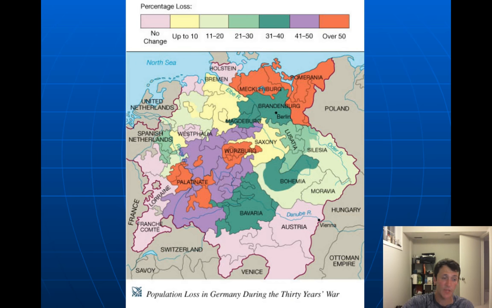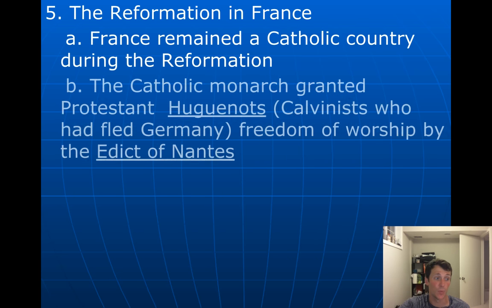So we talked about him. Right, here's just the map, quick, of the percentages of people lost in these areas, in these kingdoms in Germany. So we talked about the Huguenots, right, and how some of these Calvinists were trying to flee from Germany and they head to France.